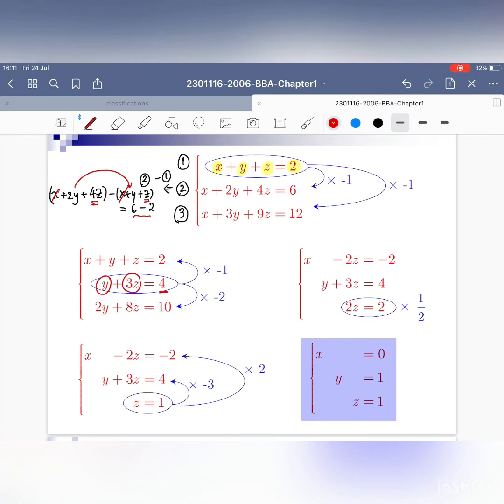On the other hand, if you look at number 3, you change your number 3 by, again, using your number 3 minus the first equation.